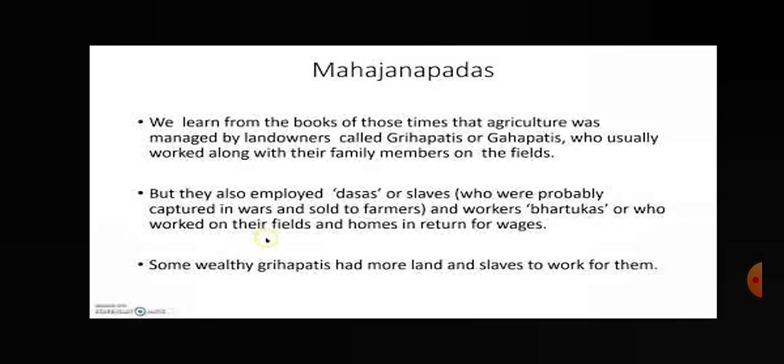So we learn from the books of those times that agriculture was managed by landowners called Grahapatis or Gahapatis, who usually worked along with their family members on the fields. But they also employed dasas and slaves who were probably captured in wars and sold to the farmers, and Bhartukas, who worked on their fields and homes in return for wages. Some wealthy Grahapatis had more land and slaves to work for them.